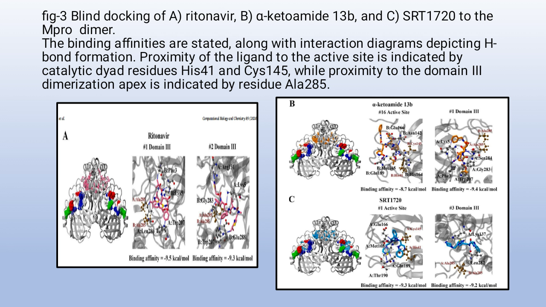This figure shows the blind docking of the three compounds in parts A, B and C to the MPRO dimer. Binding affinities are stated along with the interaction diagrams that depict the hydrogen bond formation. Proximity of the ligand to the active site is indicated by the catalytic dyad residues, histidine and cysteine, at positions 41 and 145 respectively, while proximity to the domain 3 dimerization apex is indicated by the residue alanine at position 285.